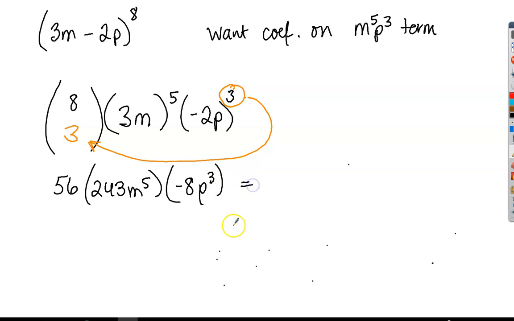So the coefficient is going to be made up of this, this, and this. All those parts play a crucial role. So make sure that you have all of those pieces. So my coefficient ended up being negative 108,864. Okay, let me give you one to try that you can pause and then look at the answer. So here's another one. So how about, I'm going to mix it up a little bit.